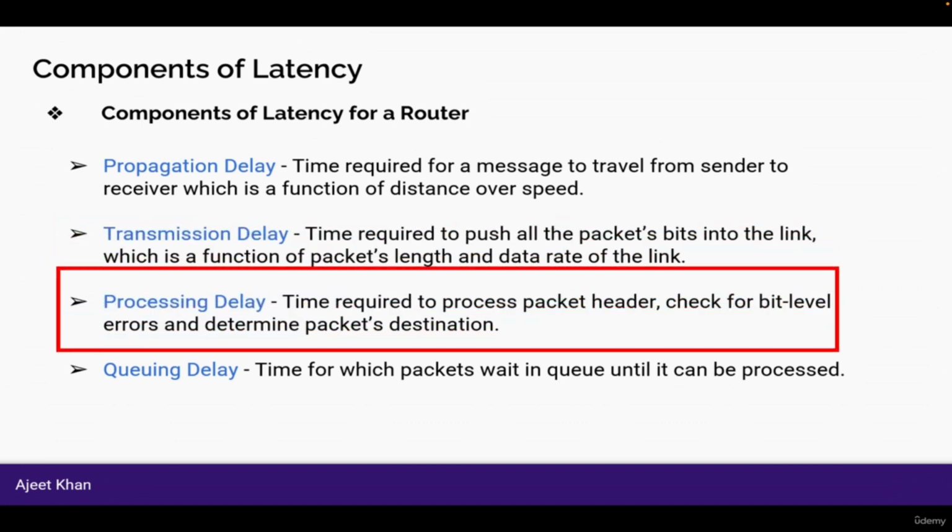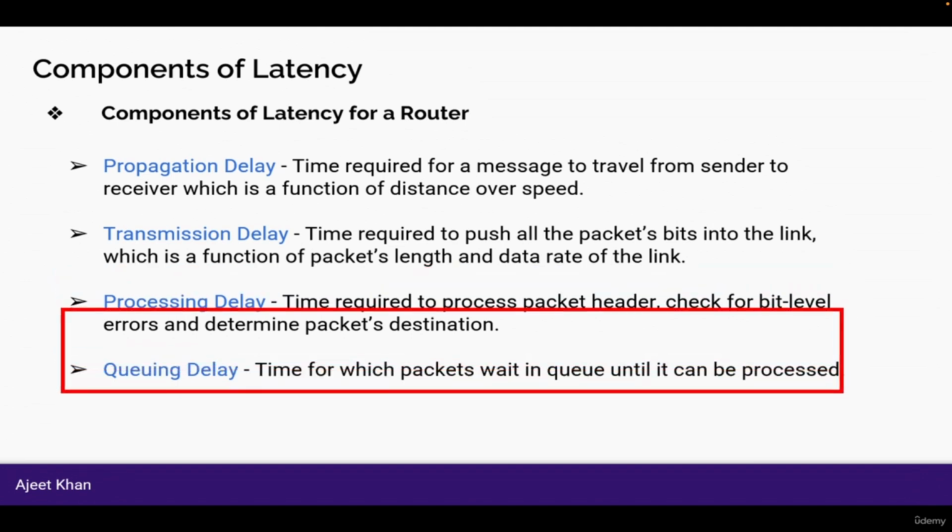Next delay is processing delay. It is the time required to process the packet header, check for bit level errors and determine the packet's destination. So basically it is the delay that is caused by processing the packet header. Every data that is being transferred has some metadata, or you can say information about that data. So that information needs to be processed, like where the packet is coming from, where it needs to be sent, and if that packet is corrupted. So all this processing happens to check the packets, and the delay caused by this is known as processing delay.